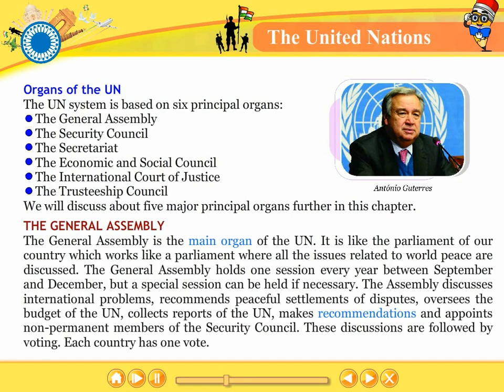The General Assembly. The General Assembly is the main organ of the UN. It is like the parliament of our country, where all the issues related to world peace are discussed. The General Assembly holds one session every year between September and December, but a special session can be held if necessary. The Assembly discusses international problems, recommends peaceful settlements of disputes, oversees the budget of the UN, collects reports of the UN, makes recommendations, and appoints non-permanent members of the Security Council. These discussions are followed by voting. Each country has one vote.